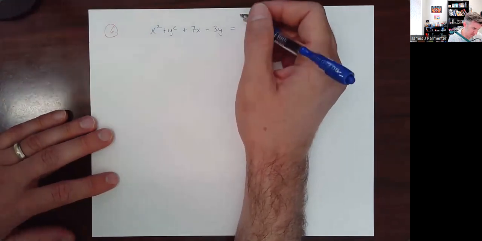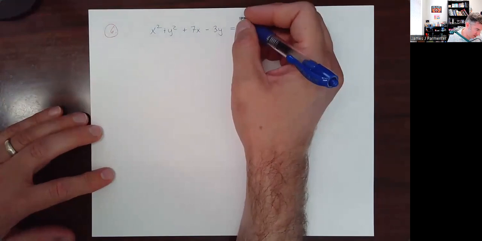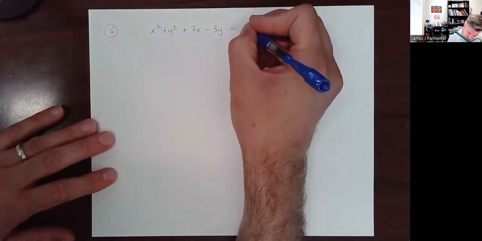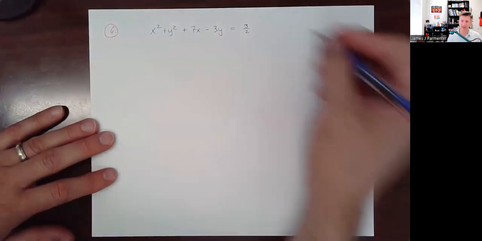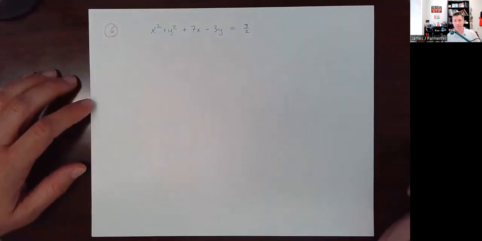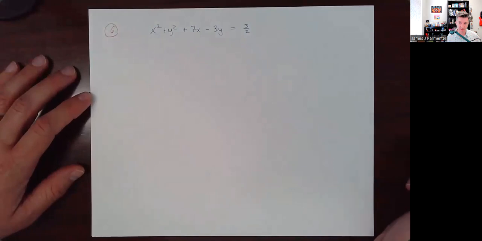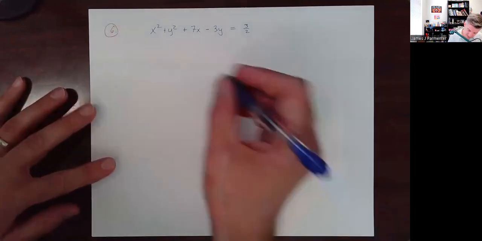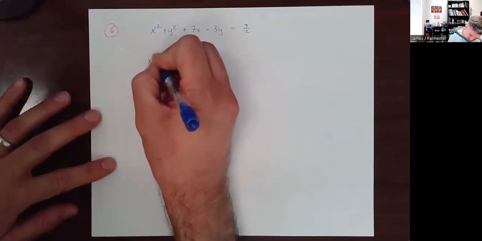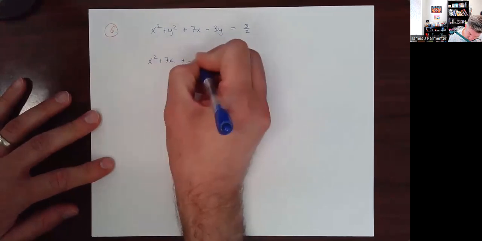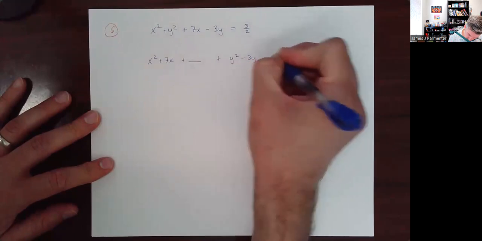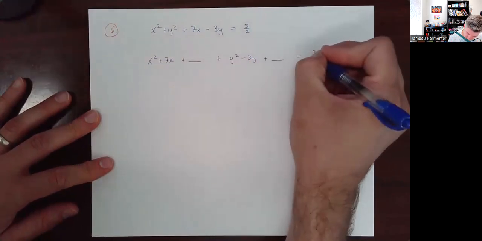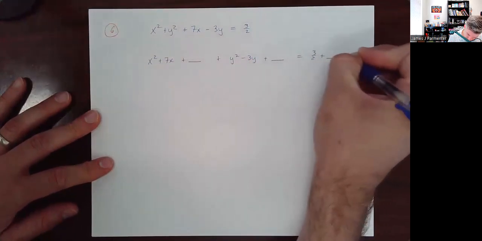Gosh, 58 over 4 plus, sure. Let's say it's equal to 3 halves. I think that'll come out okay. If it doesn't, oh well. So, same first steps. I'm going to rewrite it as x squared plus 7x plus blank plus y squared minus 3y plus blank equal to 3 halves plus blank plus blank.